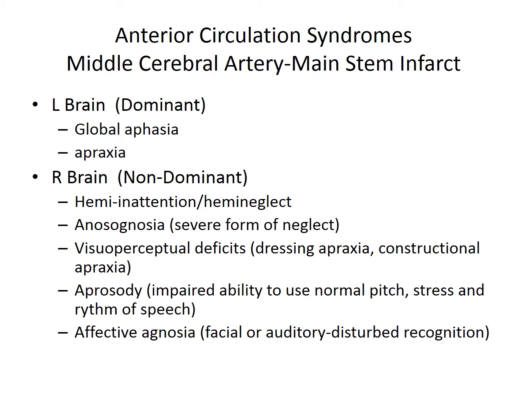If that middle cerebral artery main stem infarct is in the right brain, which is considered non-dominant, you would expect to see hemi-inattention or hemi-neglect. You would see anosognosia, which is a severe form of neglect, and visual perceptual deficits, such as dressing apraxia or constructional apraxia. You would also see aprosody, can never say that, bear with me, which is impaired ability to use normal pitch, stress, and rhythm of speech. You would also expect to see affective agnosia, which is facial or auditory disturbed recognition.